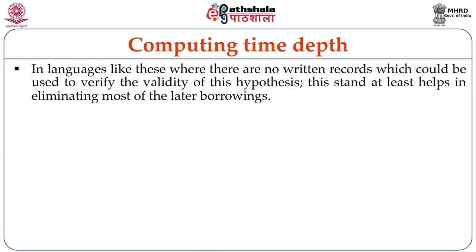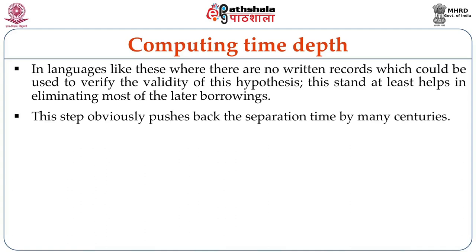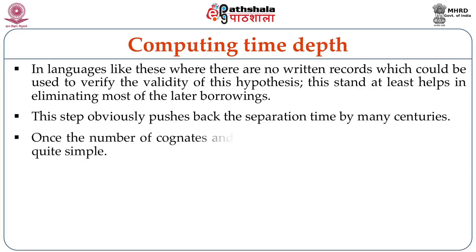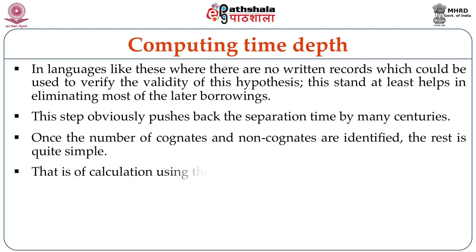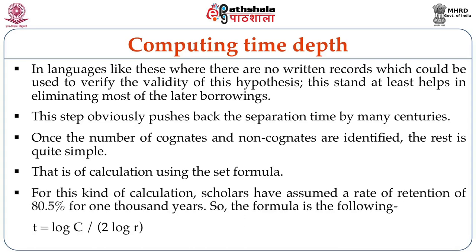In languages like these, where there are no written records which could be used to verify the validity of this hypothesis, this stand at least helps in eliminating most of the later borrowings. This step obviously pushes back the separation time by many centuries. Once the number of cognates and non-cognates are identified, the rest is quite simple, that is, of calculation using the set formula. For this kind of calculation, scholars have assumed a rate of retention of 80.5% for 1000 years. So the formula is the following.